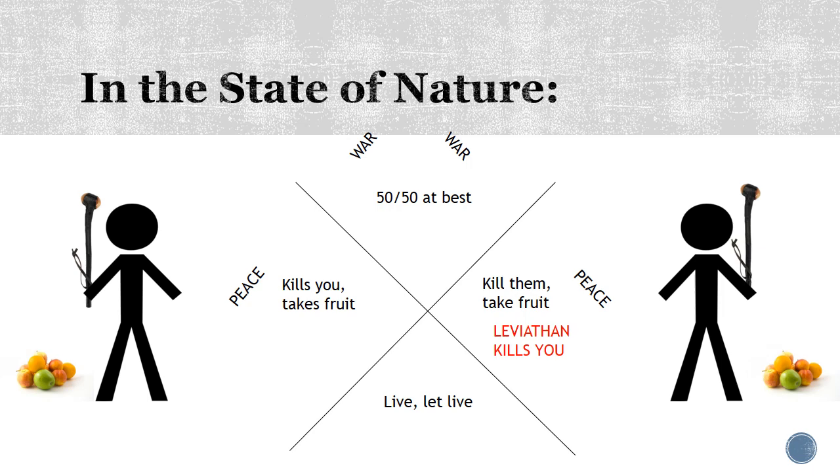Well, if the other guy chooses war, then the Leviathan will kill them right after they kill you and take your fruit. And so the idea is that each of you has a kind of disincentive to do that. But if you both chose war anyway, despite your incentives to choose peace, well, the Leviathan kills both of you. So now take a look at this situation.